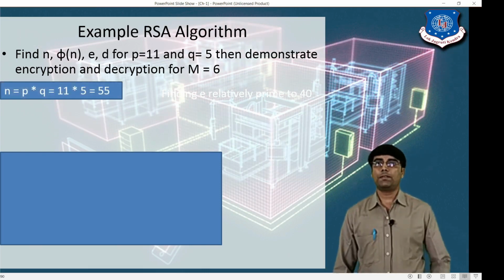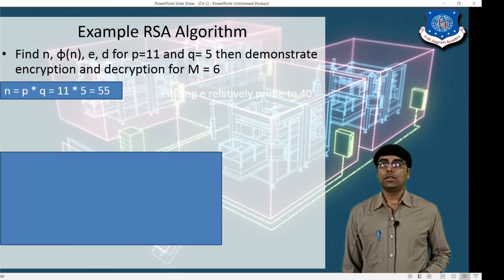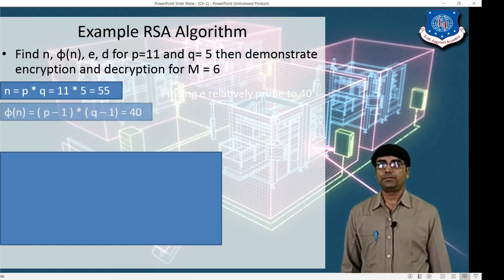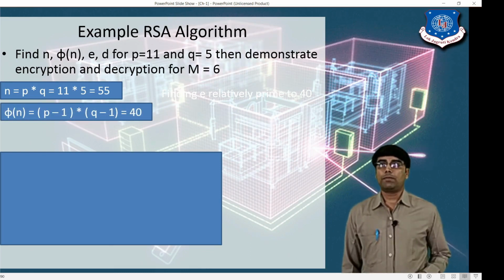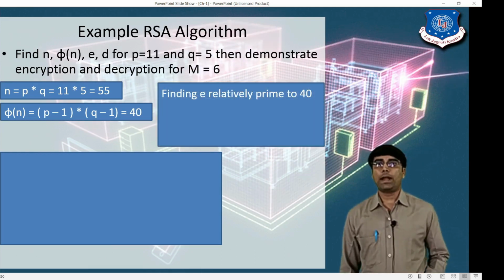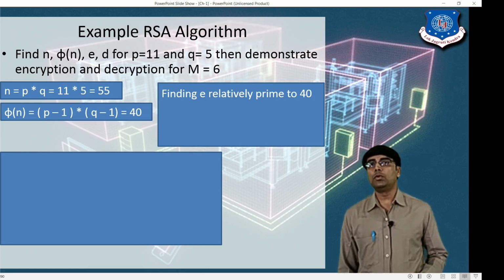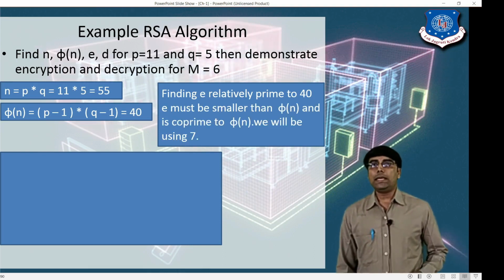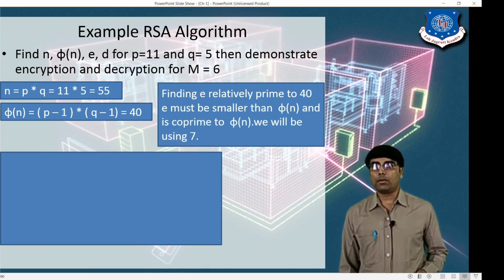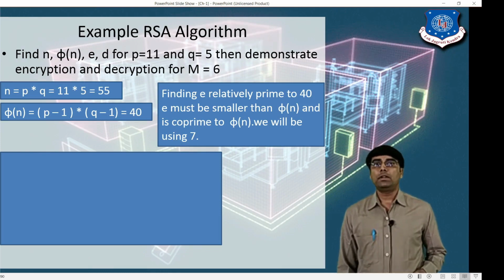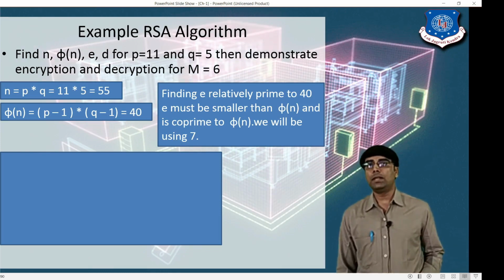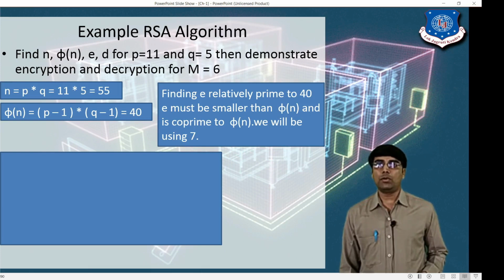So let's see. First you have to calculate N. P multiply Q, you will get N. So N equal to 55. Now find phi of N. Phi of N equal to 40. Now find E relatively prime to phi of N. So E must be smaller than phi of N and co-prime to phi of N. We will be using 7. So now here we assume that E is equal to 7.